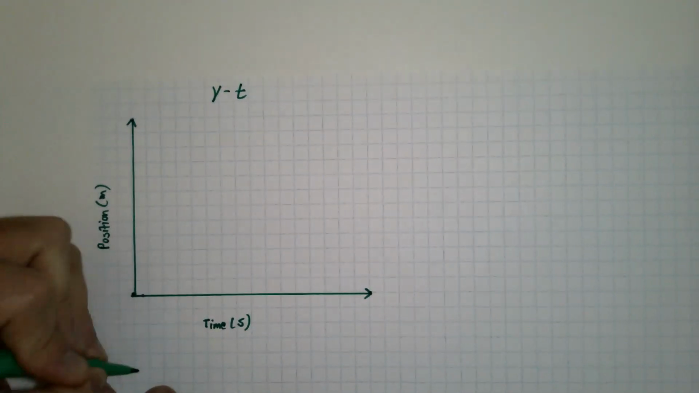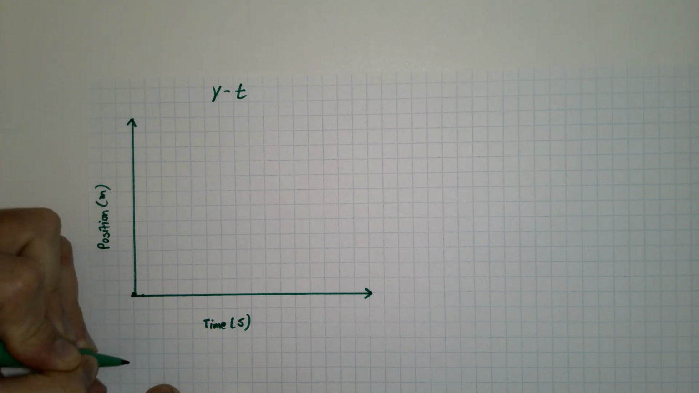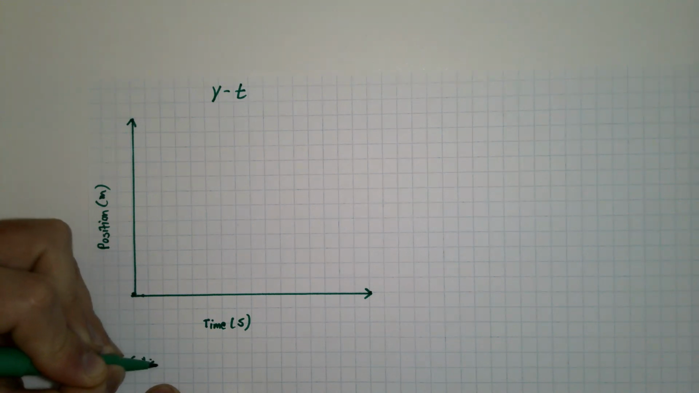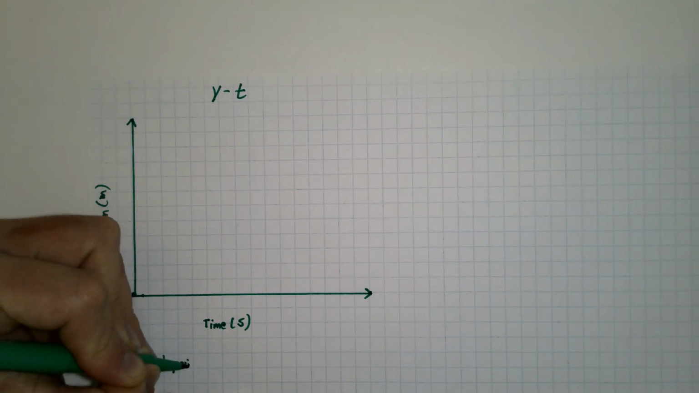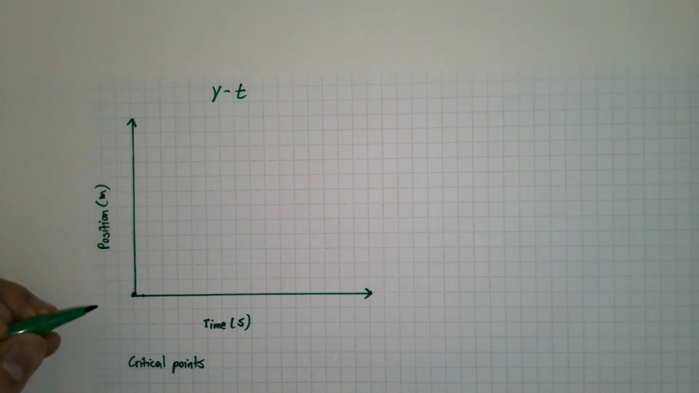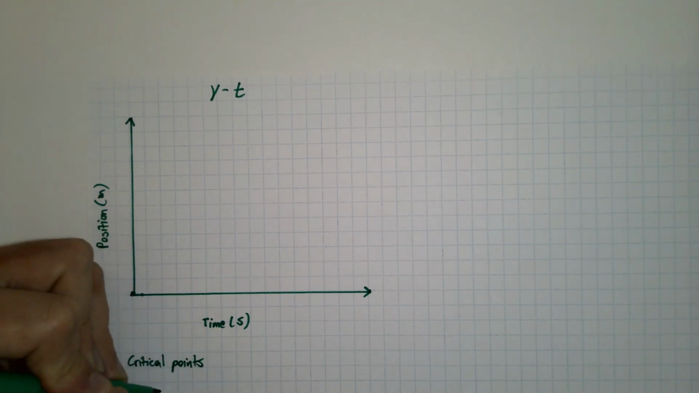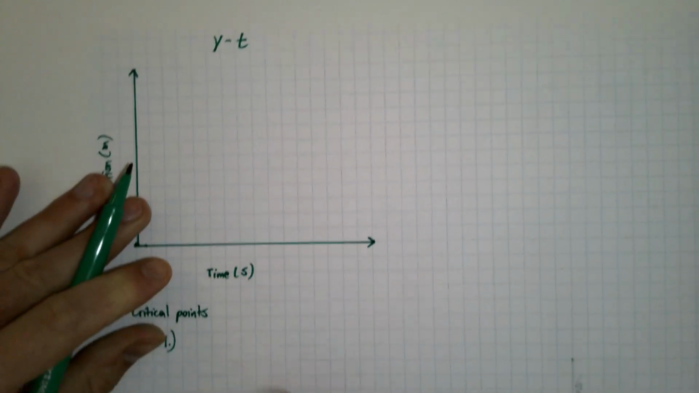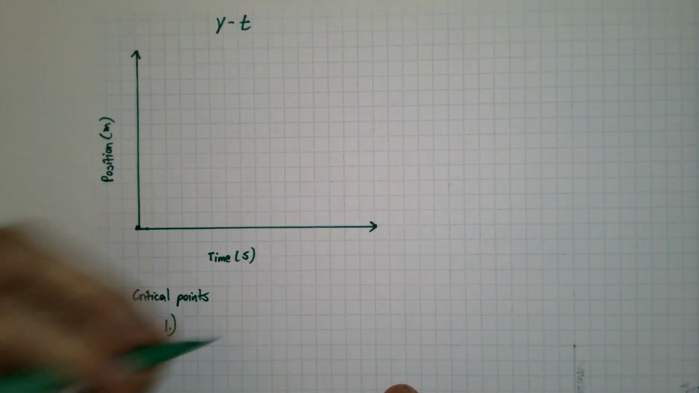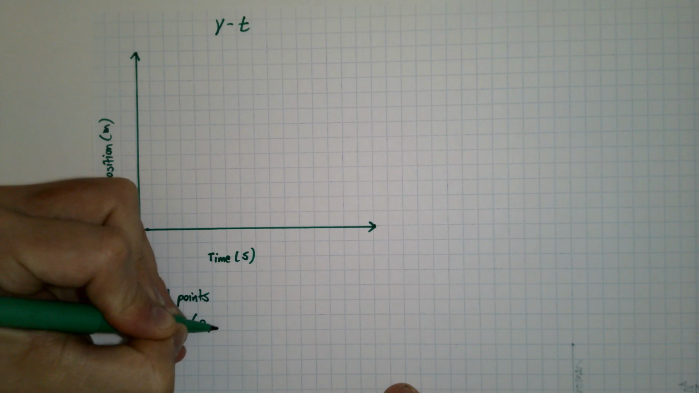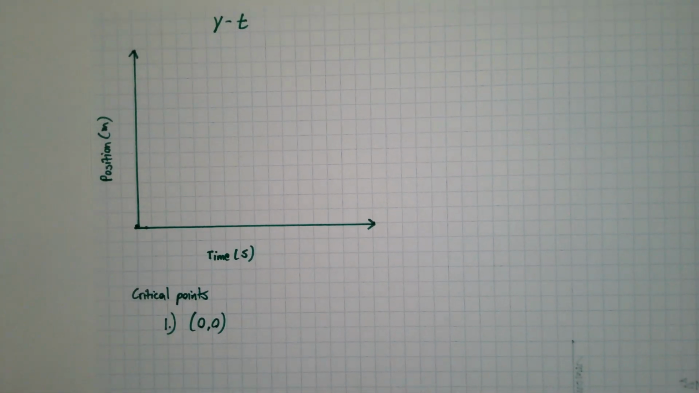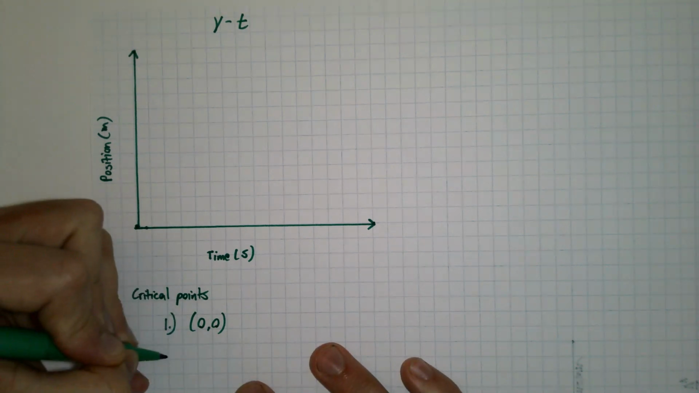What are our critical points? I'd like to discuss those for a moment. Critical points of position and time. We have 3 critical points that we'll label and use to draw this graph. Our first is the initial position at time 0 for our baseball, and we'll set that as the origin. So it's going to be moving from the origin.